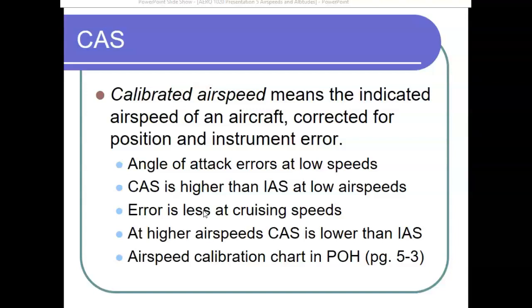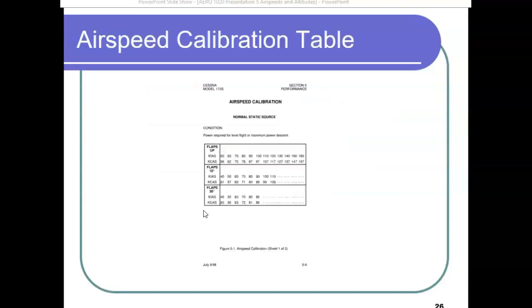Calibrated airspeed is actually higher than indicated airspeed when the aircraft is flying slow. Then the error disappears closer to cruising speeds, and at higher airspeeds, calibrated airspeed is lower than indicated airspeed. And you can see this on an airspeed calibration chart in the Diamond DA40 Pilot's Operating Handbook on page 5-3. Now here is the airspeed calibration table from the Cessna 172 Pilot's Operating Handbook.